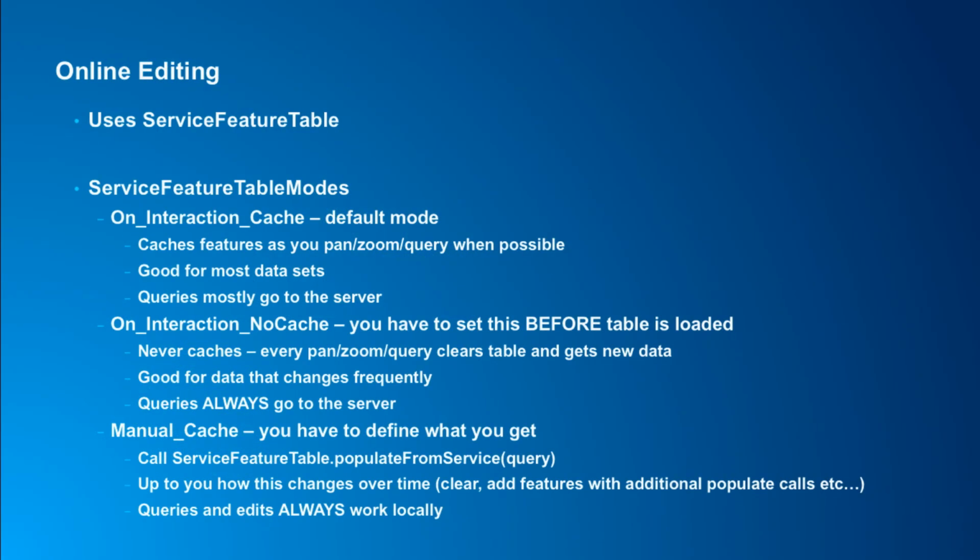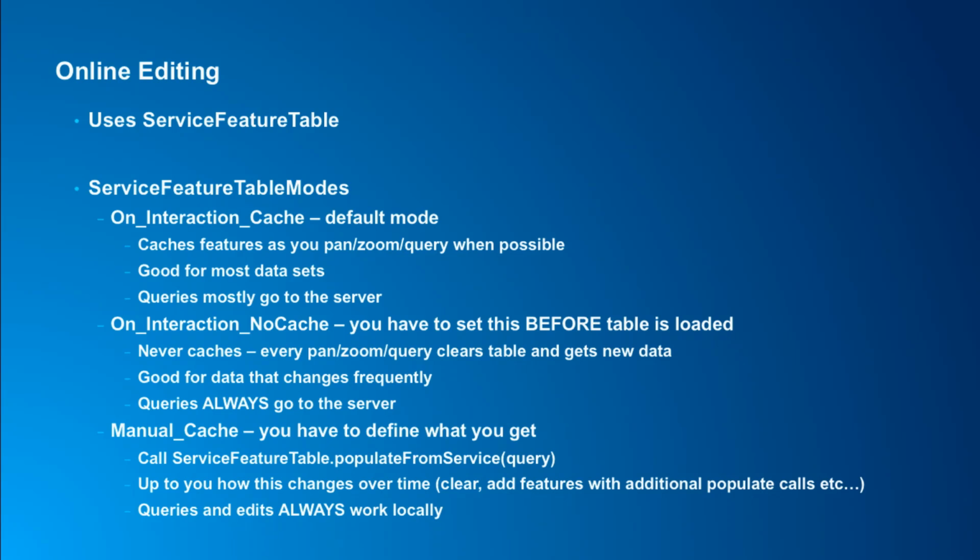A little bit about the modes of the service feature table. There's the on-interaction cache mode, which is the default mode, which basically means we're caching features as you pan and zoom and query. Interaction, you can think of as working with that table, whether it's visualizing it in a map or querying it through some query operations. It's pretty good for most data sets. However, if you always want the latest data, then you should call on interaction no cache.